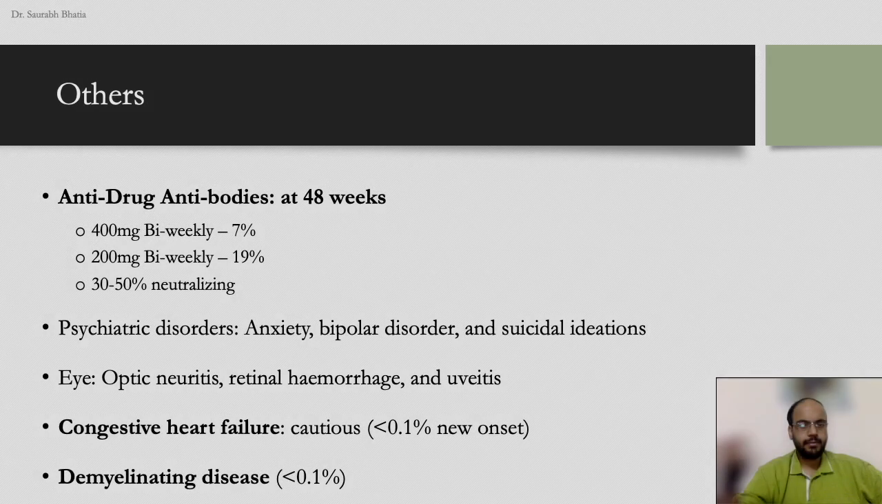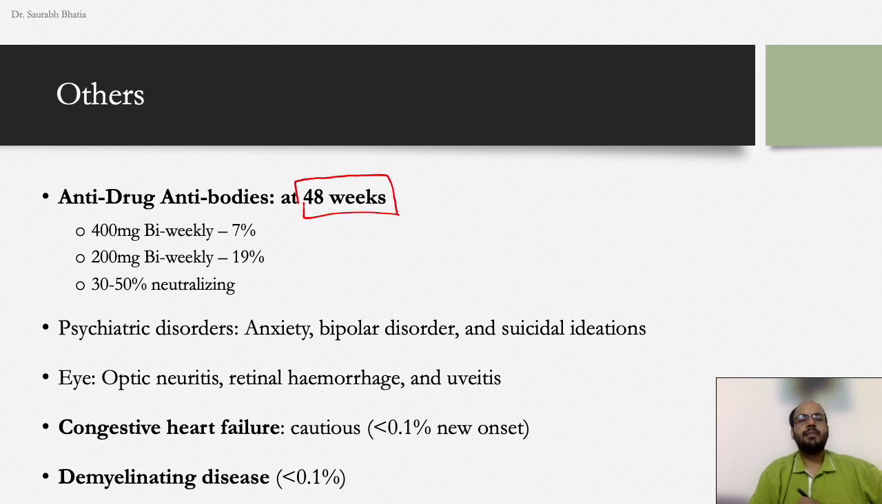Now, anti-drug antibody. I've said that the chances of developing anti-drug antibodies is somewhat low in certolizumab because the FAB portion is conjugated to the PEG portion, and the PEG portion kind of prevents immunogenicity. So the formation of autoantibodies is less.